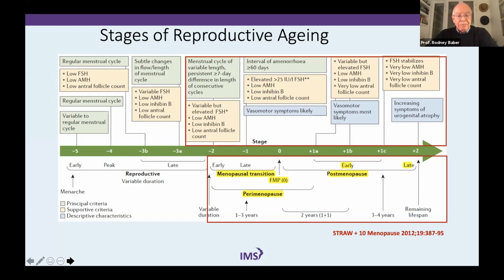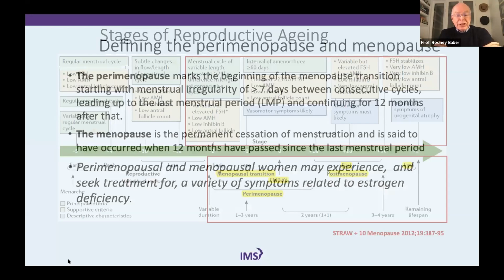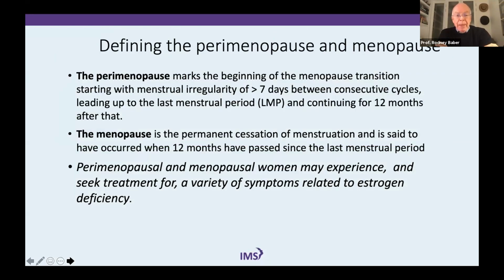You can come back to this at later times just to refer to it, as I will discuss it as we move forward. But the critical definitions for us to recall today are the perimenopause, which marks the beginning of the menopause transition and starts with menstrual irregularities of more than 7 days between consecutive cycles, over that last menstrual period, and then continuing for the next 12 months. It is after that 12-month period that the menopause is said to have occurred. The menopause is the permanent cessation of menstruation, occurring after 12 months from the last menstrual period, and it continues for the rest of a woman's life.